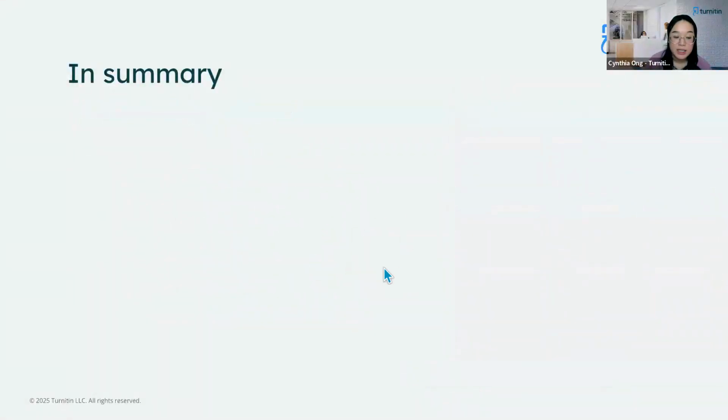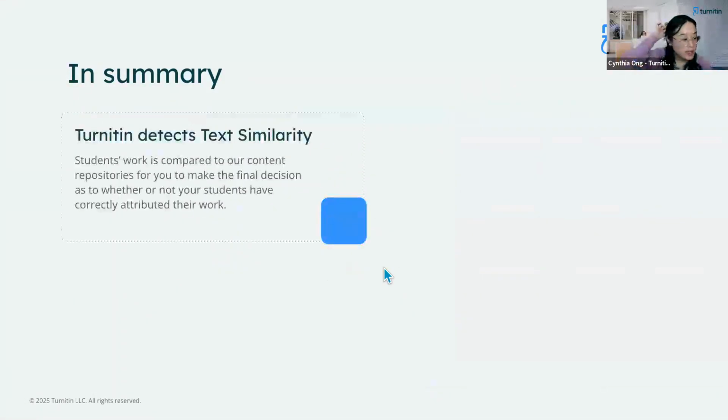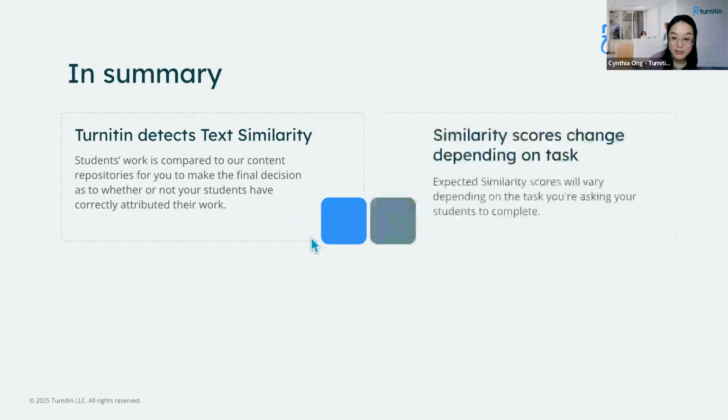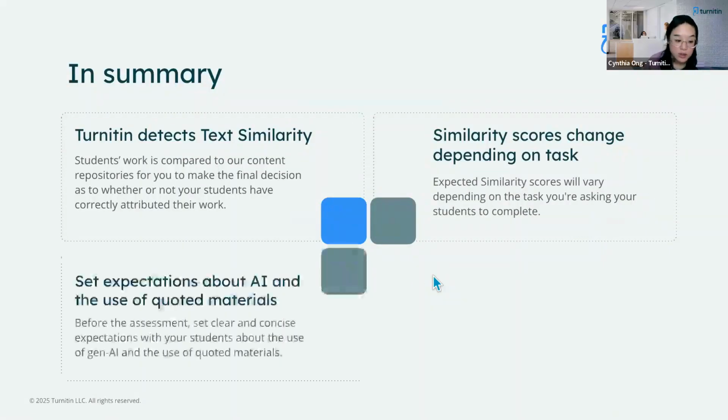All right, so in summary, Turnitin detects text similarity. Students' work is compared to our content repositories. So you need to make the final decision as to whether plagiarism has occurred or not. Similarity scores will change depending on the task. As we have seen, expected similarity scores will vary depending on the task you're asking your students to complete.